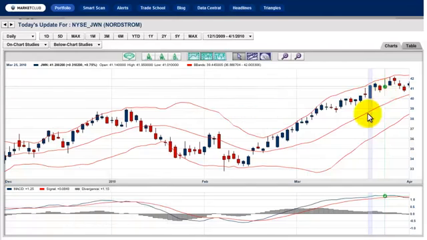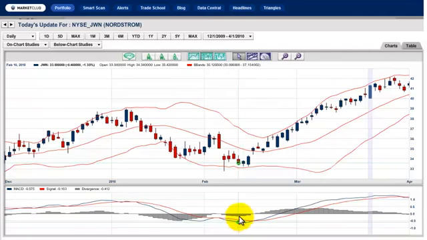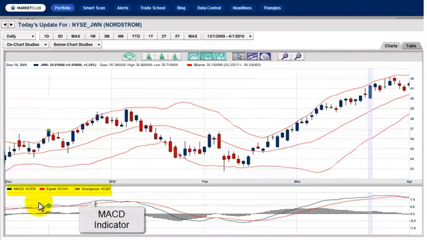Before I show you what that is, below this indicator, below the chart, we have a MACD indicator. Just very simple. It's a trend following tool. You've seen our earlier videos on this. You'll know how to use it.